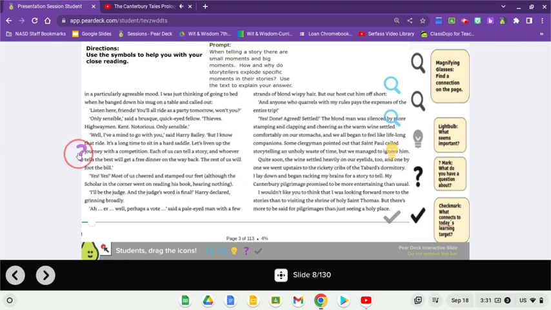"Let's liven up the journey with a competition. Each of us can tell a story, and whoever tells the best will get a free dinner on the way back. The rest of us will foot the bill." "Yes, yes!" Most of us cheered and stamped our feet, although the scholar in the corner went on reading his book, hearing nothing. "I'll be the judge, and the judge's word is final," Harry declared broadly.